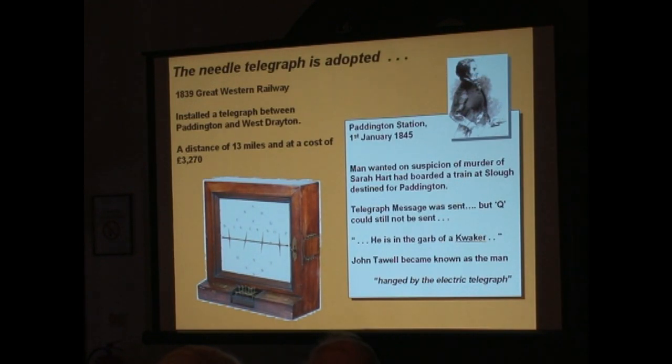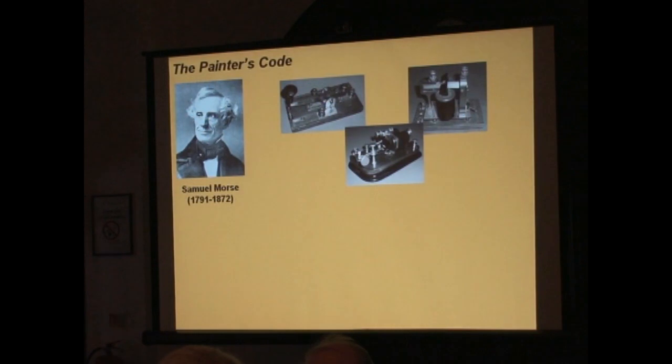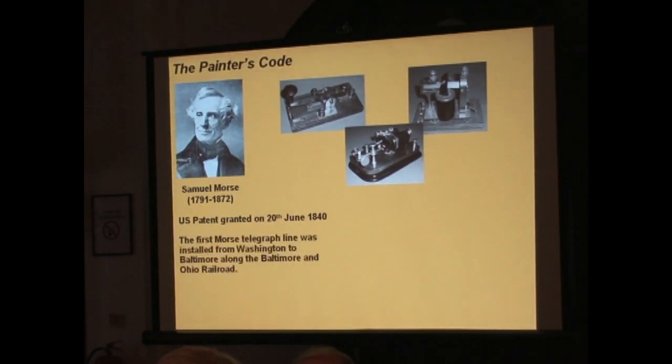Of course, it was the telegraph system that became the fundamental contributor to what we might call the Victorian internet. But while this was going on, of course, a well-known painter in the United States, Samuel Morse, was developing another system of communicating information, his Morse code, where he was granted his patent in 1840. And the first telegraph line was installed from Washington to Baltimore along the Baltimore and Ohio Railroad in 1840, and he sent his first message, "What God hath wrought," in May 1844.